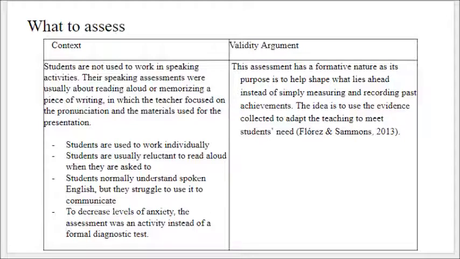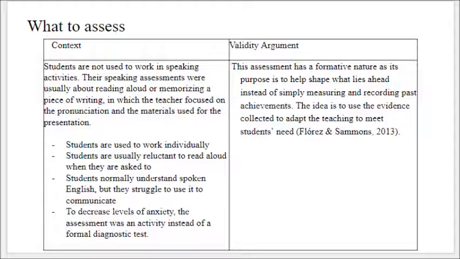Also, students are usually reluctant to read aloud when they are asked to. What happens when they are asked to read a piece of writing aloud is that they say that they don't feel confident to do it, that they do not know English, that they don't want to do it. That's mainly because they don't have confidence in themselves.